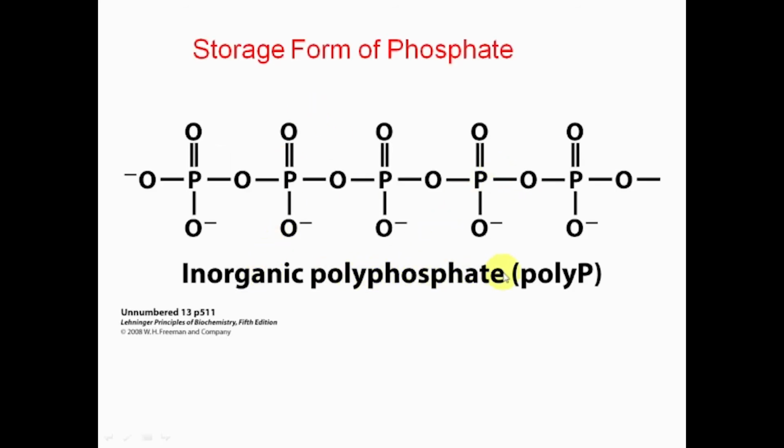Inorganic polyphosphate is the storage form of phosphate. So this would be analogous to glycogen being the storage form of glucose.